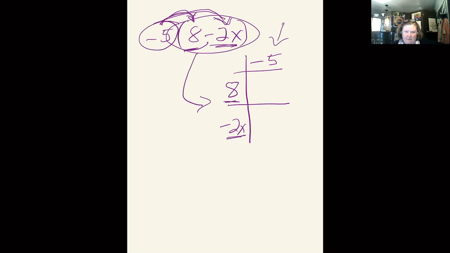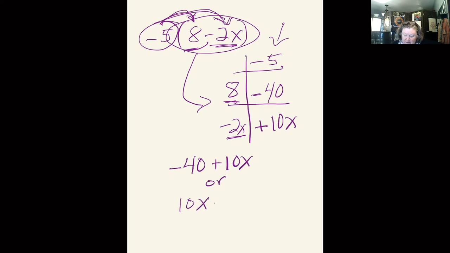And I want you to think about this as like we made a little mini times table where this 8 times this negative 5, the answer is going to go here. So positive 8 times negative 5 is going to get us a negative 40. And then I have negative 5 times negative 2x, and we know that negative times negative is positive. And 5 times 2 is 10. And then we have the x. So if I needed to write something that was equivalent, I could put negative 40 plus 10x, or I could write this as 10x minus 40. I can see that it can go either way.